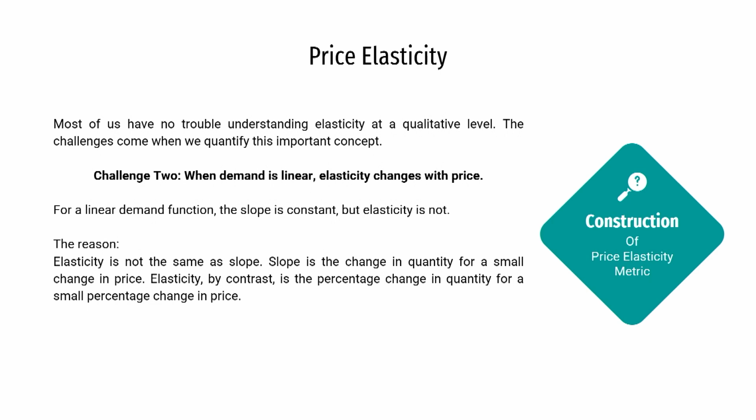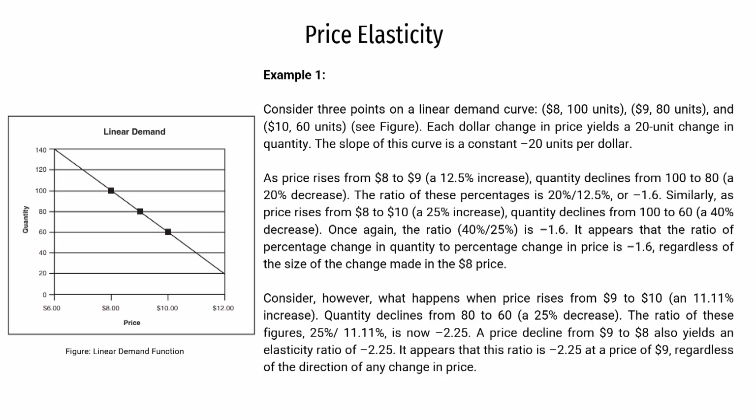Elasticity is not the same as slope. Slope is the change in quantity for a small change in price. Elasticity, by contrast, is the percentage change in quantity for a small percentage change in price. The difference is clear. In case of slope, it is absolute changes. In case of elasticity, it is percentage changes. So, elasticity we calculate as a kind of compounding concept. Look at this example, and it will be clear how the slope remains constant but elasticity changes.